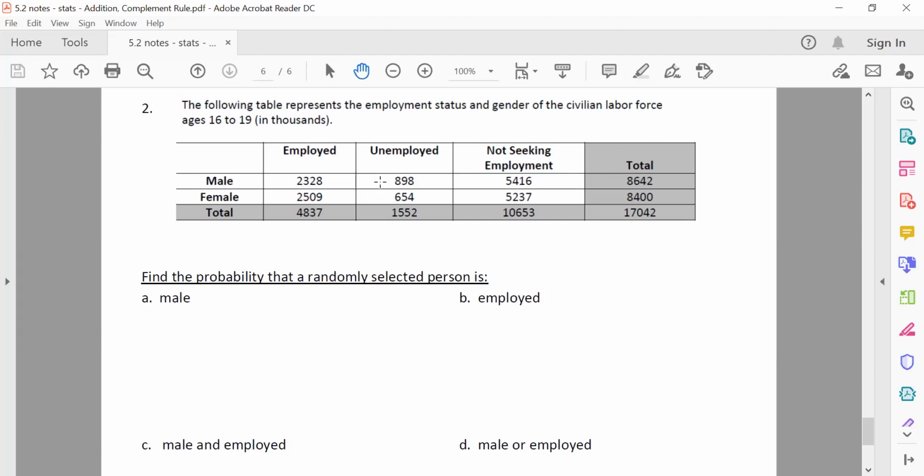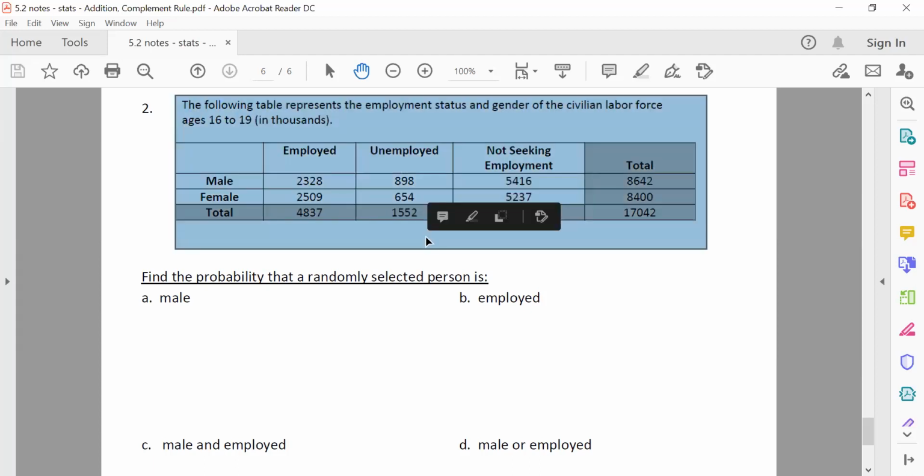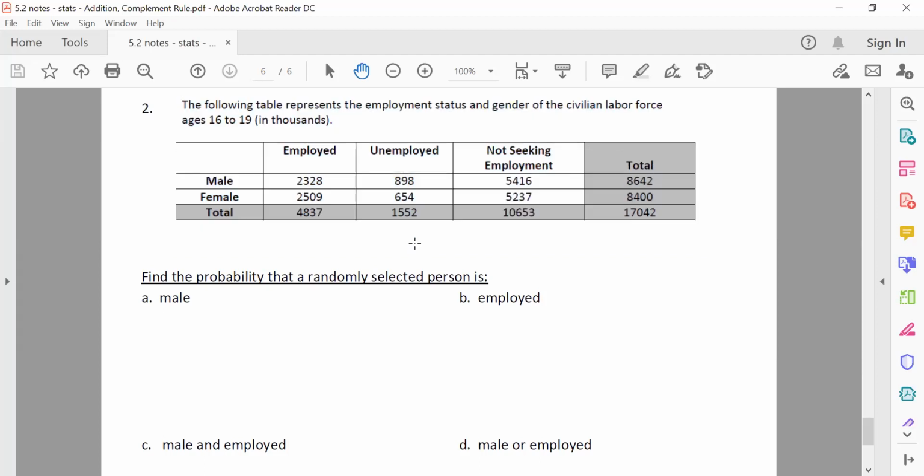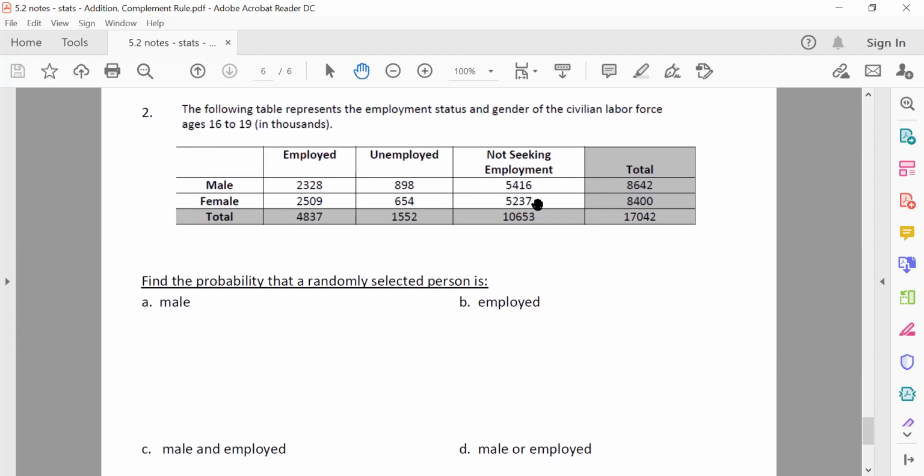There's 898 unemployed males, 654 unemployed females, for a total of 1,552 who are unemployed. Unemployed means that they want a job, but they don't currently have one for whatever reason. And then not seeking employment, well, it's not every teenager, especially if you're like 16, maybe you're not looking for a job at the moment. Maybe you're going to wait till you're 17 or 18, something like that. So there's this many that are just not even seeking employment, 5,416 of which are male, 5,237 are female.